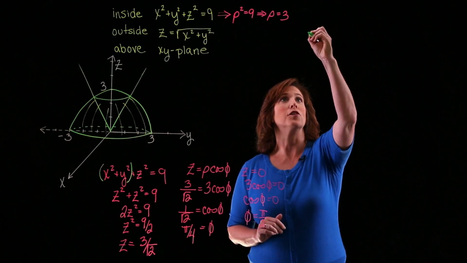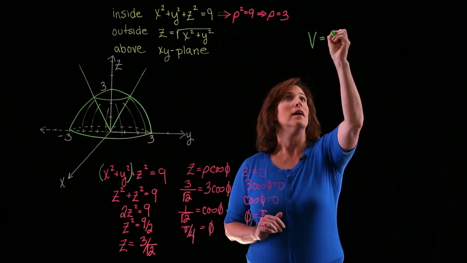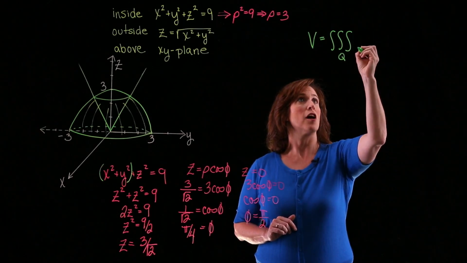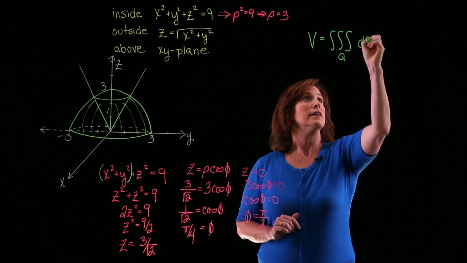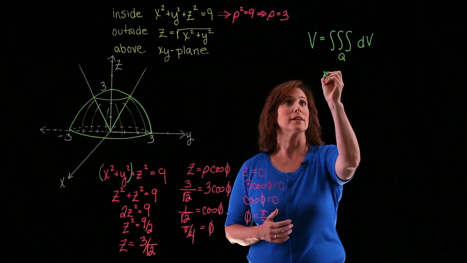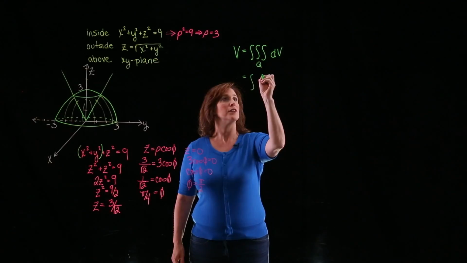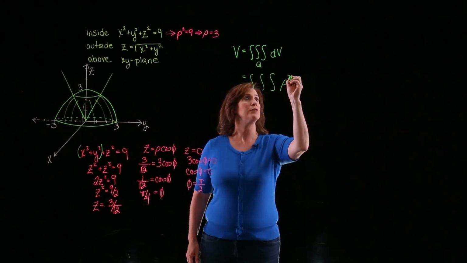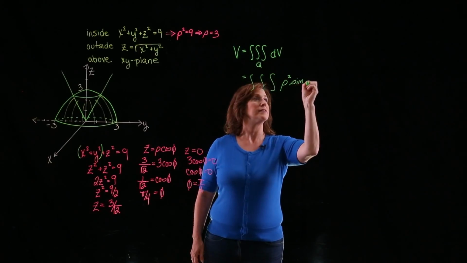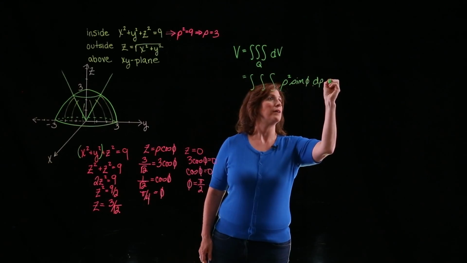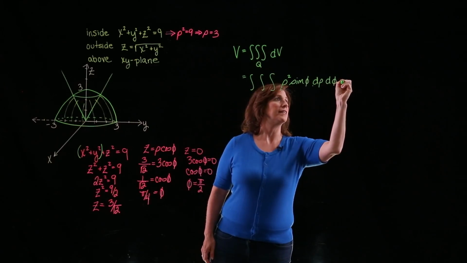We know that the volume of a solid is the triple integral over your solid of dV. But I want to use spherical coordinates. So we'll have a triple integral, but our integrand is going to be rho squared sine phi d rho, d phi, d theta.